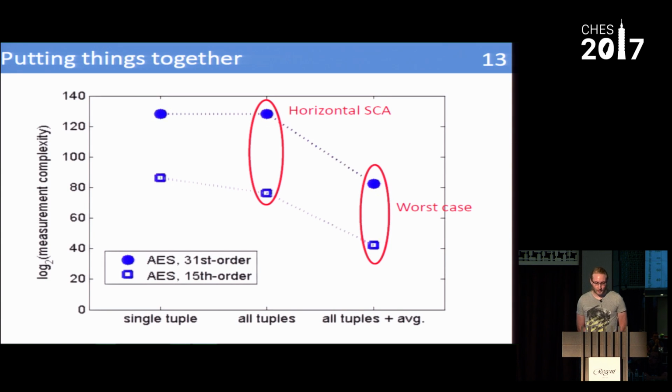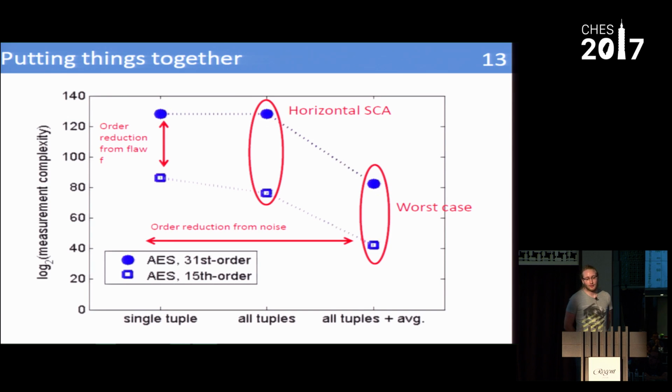And from this figure, we can nicely see that we have some kind of order reduction. The vertical line shows the order reduction coming from the security flaw spotted thanks to the leakage regression from the detection tools. And horizontally, we have order reduction coming from the noise and from the potential averaging. So even in the case of the worst case adversary, we still have quite good security.